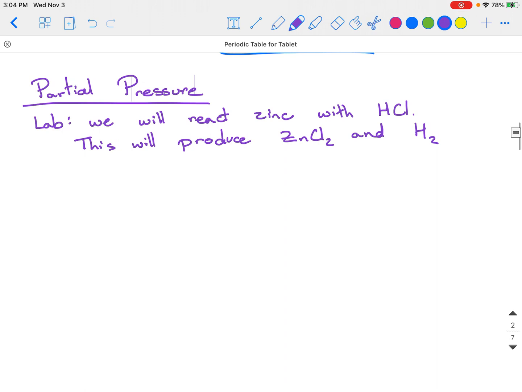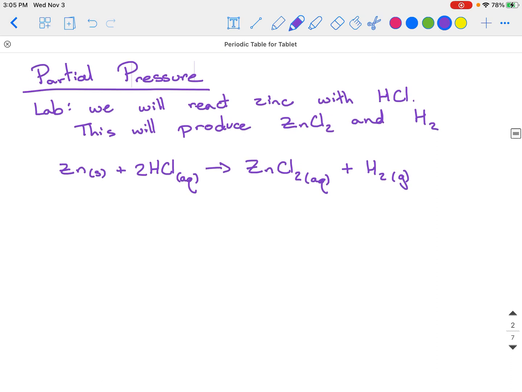If I were to write this in an equation, it'll be zinc as a solid reacting with HCl aqueous. Remember, aqueous means that it's dissolved in water. So these little subscripts with letters in them indicate the state of matter. The first one is solid. The next one is aqueous. It's dissolved in water. It's going to go to zinc chloride, which will be aqueous, dissolved in that water, and H2 gas. So that's the reaction we are looking at for our lab on Monday.